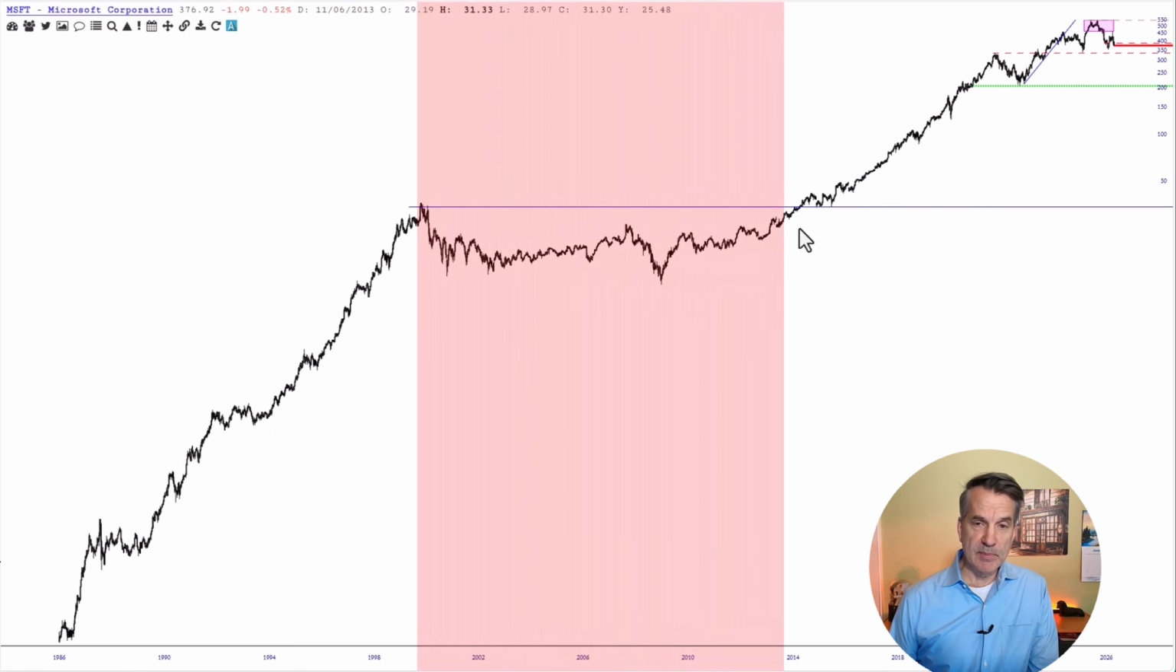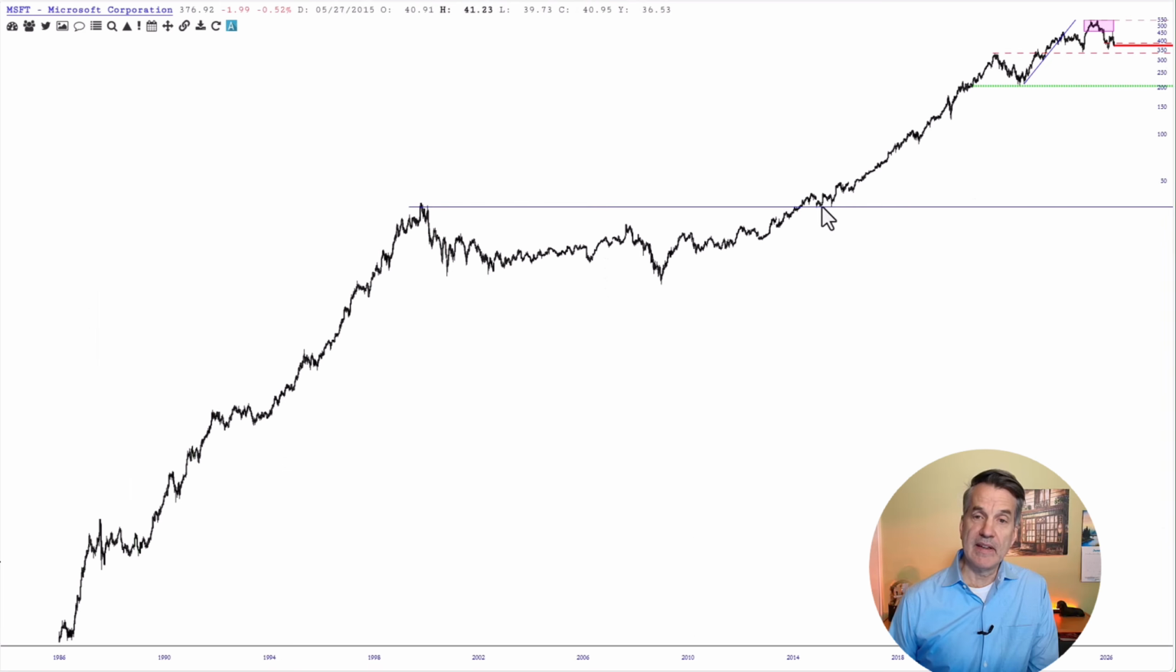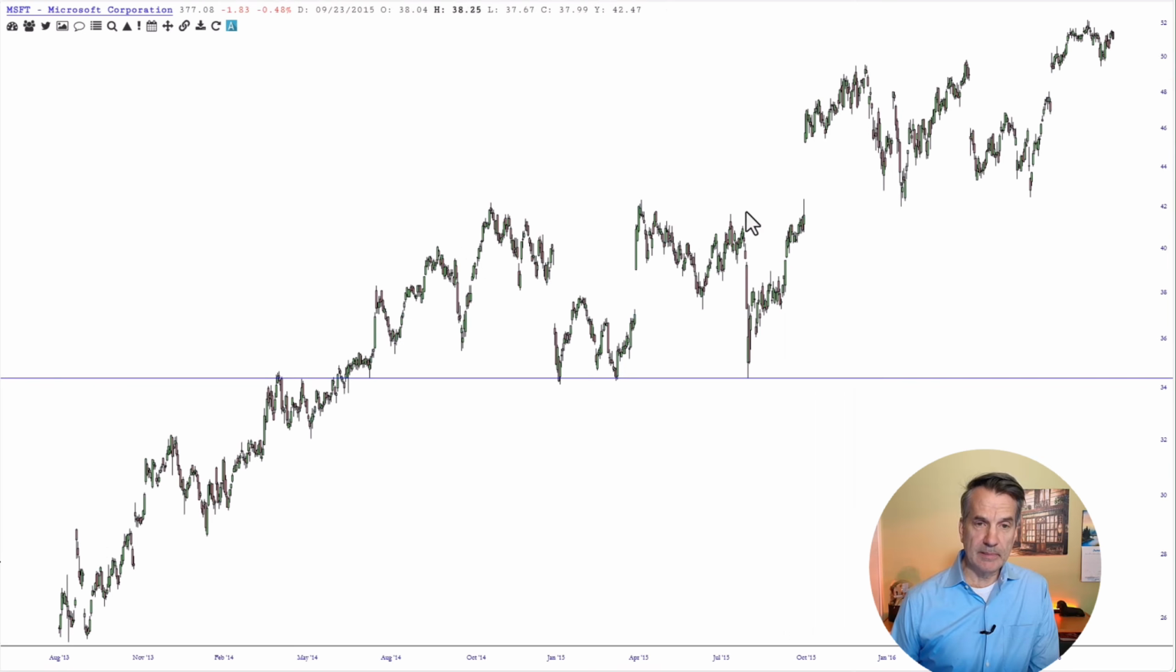But after this bottom was formed, this long base, and it finally broke out, it was in a new bull market, sort of similar to what it experienced here. And importantly, after it broke out, it had some serious wobbles because remember, Microsoft had a pretty bad reputation as a stock by then. So it sold off and it sold off again.